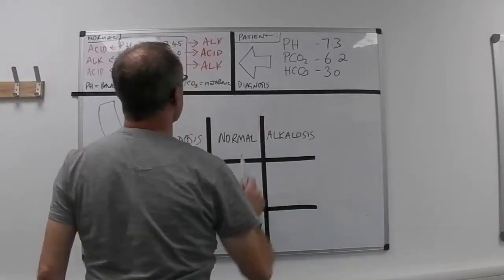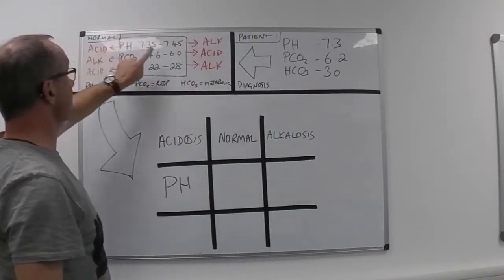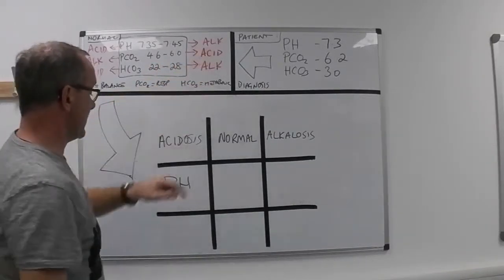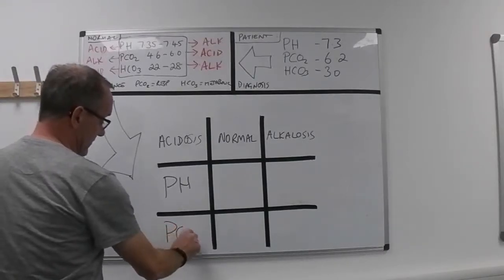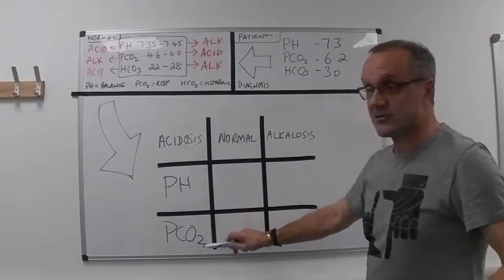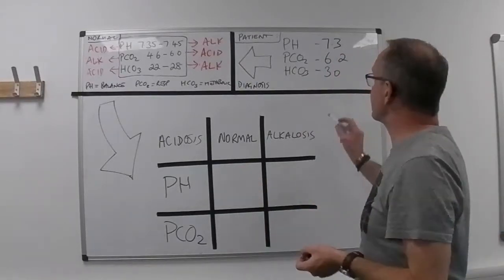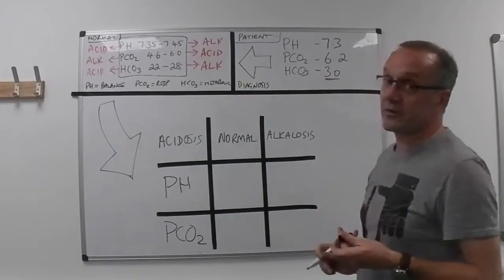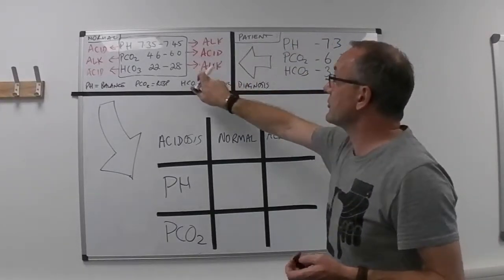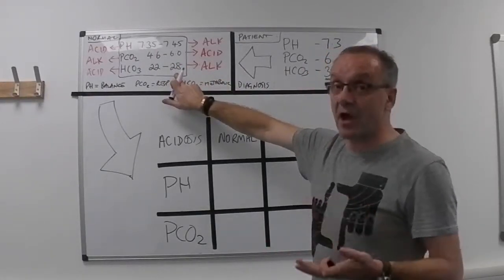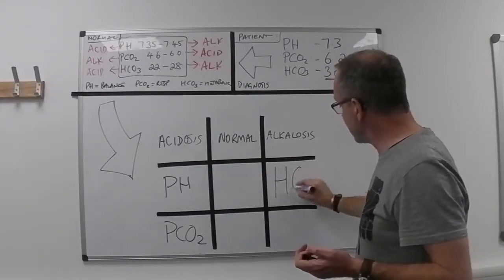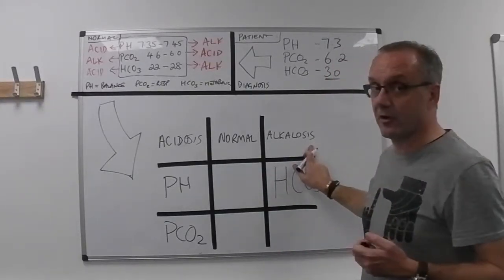The PCO2 is 6.2, and we come across to what is normal and find that it is outside of the parameter, which makes it an acid. So what we know from what we did earlier on is that this is a respiratory acidosis. But we've still got to look and see what the bicarbonate is doing. And the bicarbonate is 30. So if we jump across to the normal, we see that 30 is above 28, which makes it alkalotic. So we actually put HCO3 in the alkalosis column.